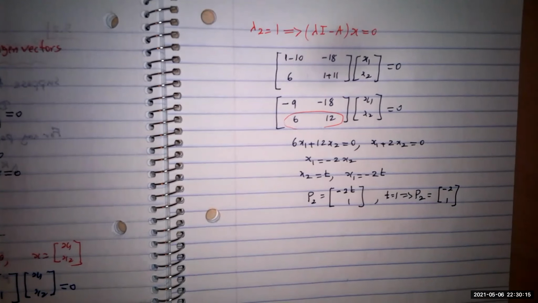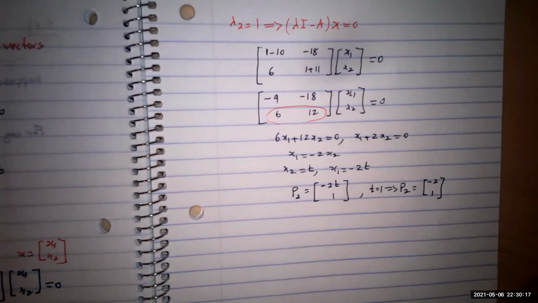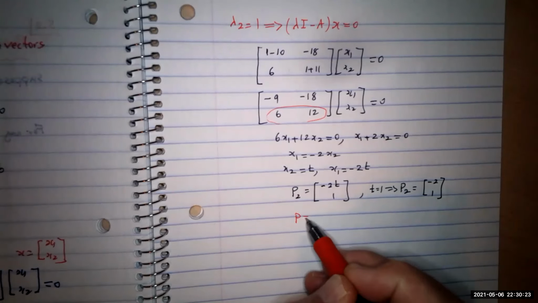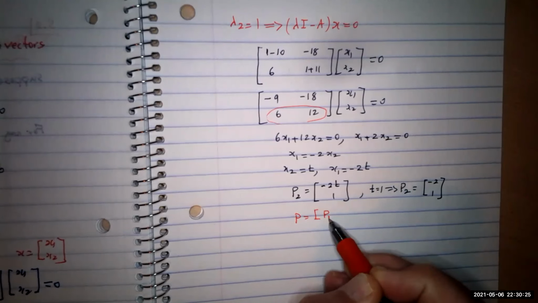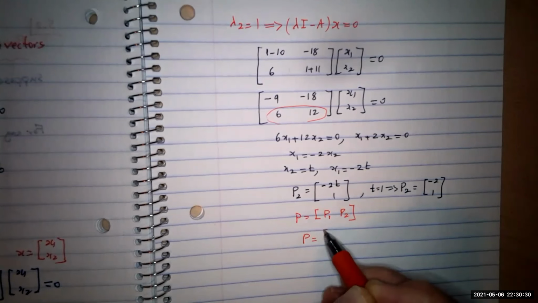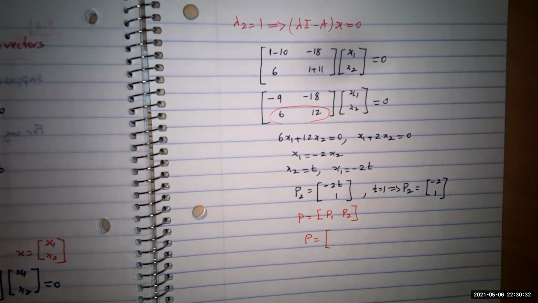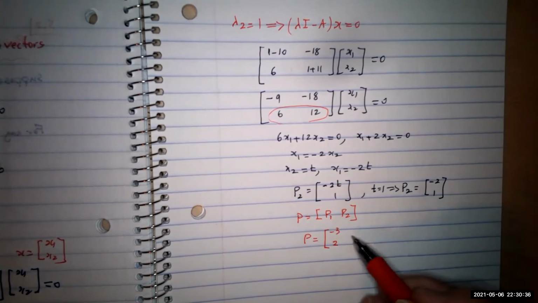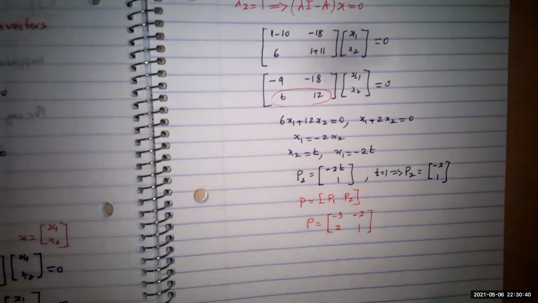Okay, that's it. So we are ready to give you the matrix P and the rest, and we are ready to get the power. The matrix P is going to be just p1 and p2. So the matrix P is going to be equal to p1, which is (-3, 2), and p2, which is just (-2, 1). Okay, that's going to be P.